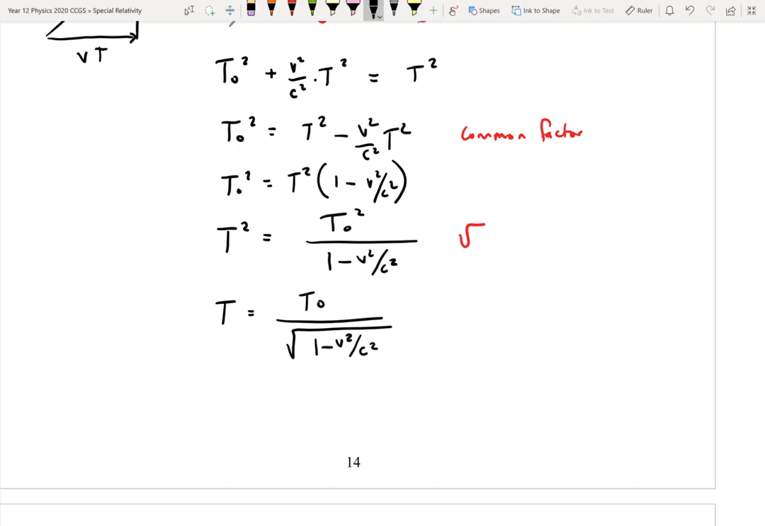Yes, Ethan? So what was the equation's name again? This is the Lorentz factor to show time dilation.